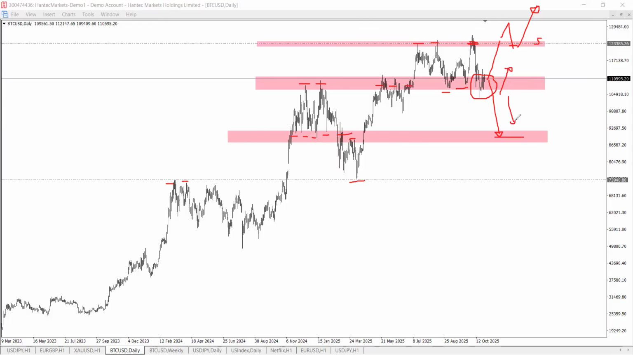Only time will tell. One thing I would also say is that you could drop down to lower time frames and look for clues there. But don't forget, this area here is very important. So this could easily act as supply. In another video, I'll talk about supply and demand zones. But for now, we're leaving this as how to trade Bitcoin using support and resistance.